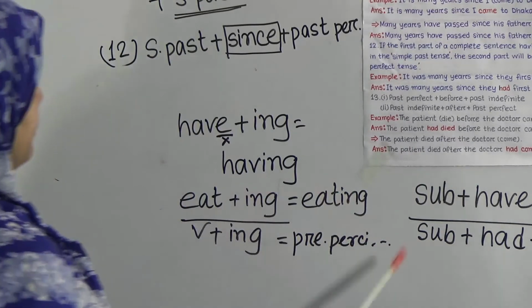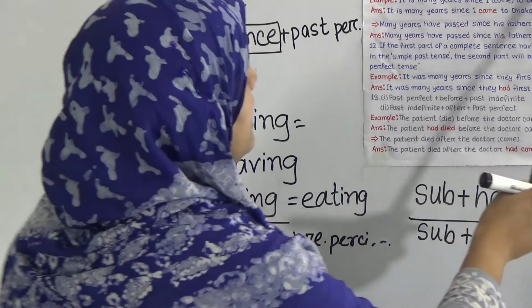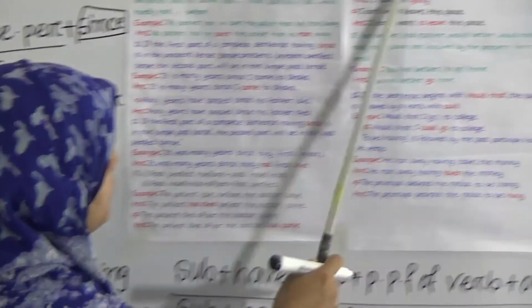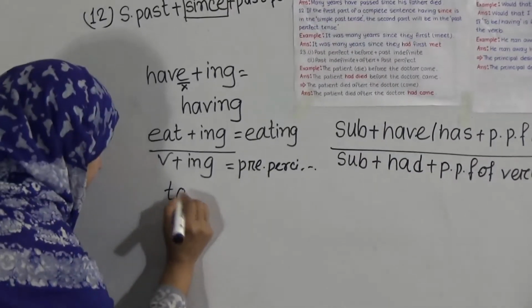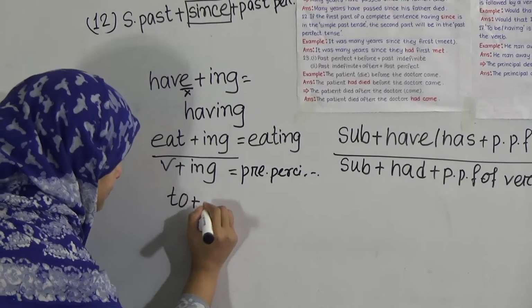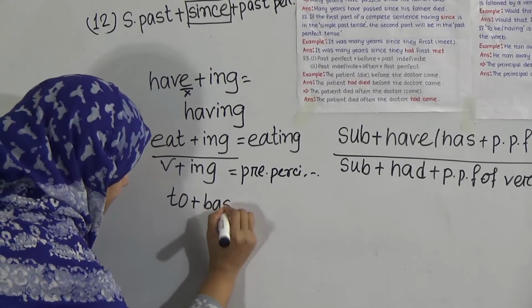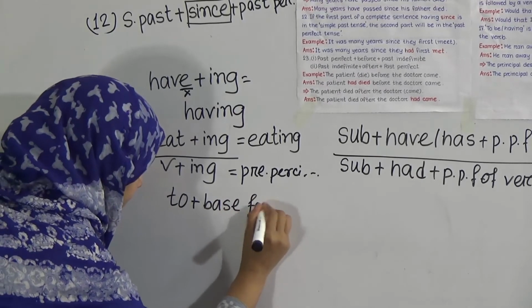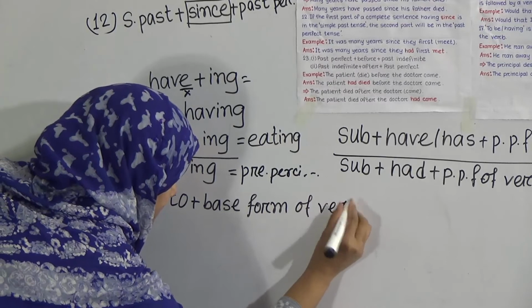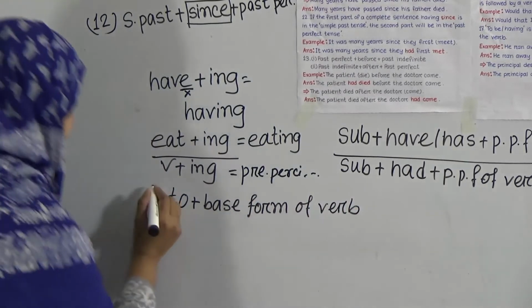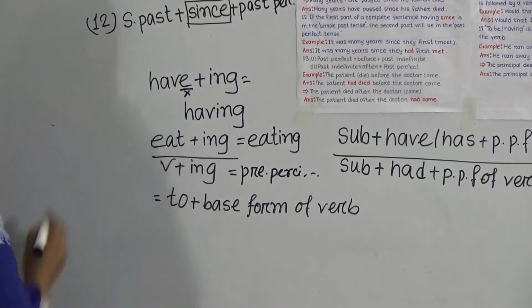So students, I hope you can understand. So verb plus ing means present participle, or infinitive. Do you know what is infinitive? Infinitive means when we write to plus verb, the base form of verb. It is called infinitive. So to plus base form is called infinitive.